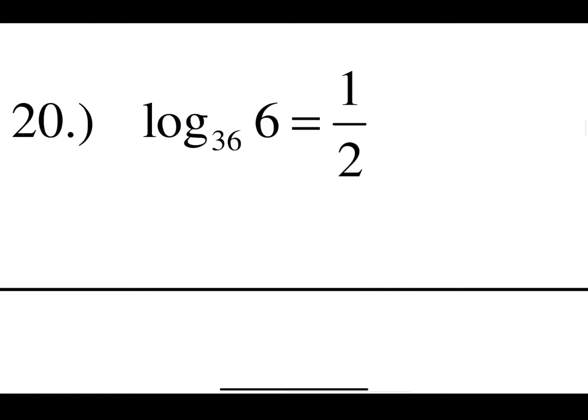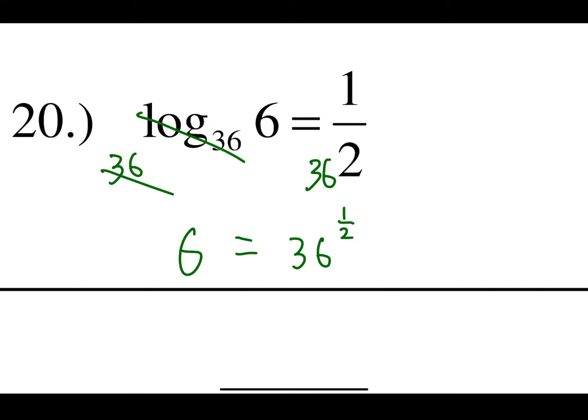Take 36, log base 36, get rid of it by making the power of 36. Make this side the power of 36. I'm left with 6 equals 36 raised to this side of the equation. 36 raised to the power of 1/2, or that's the square root of 36. Square root of 36 is definitely 6. This works.